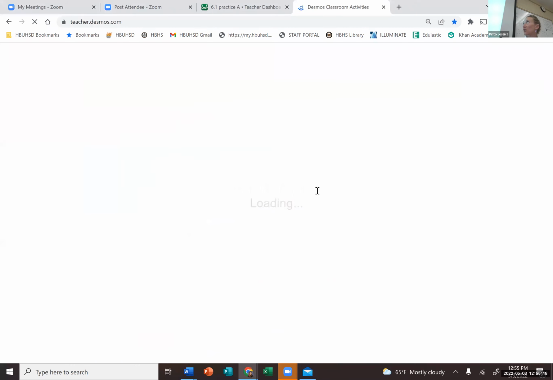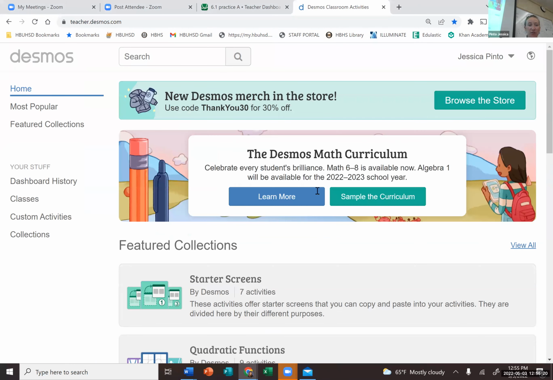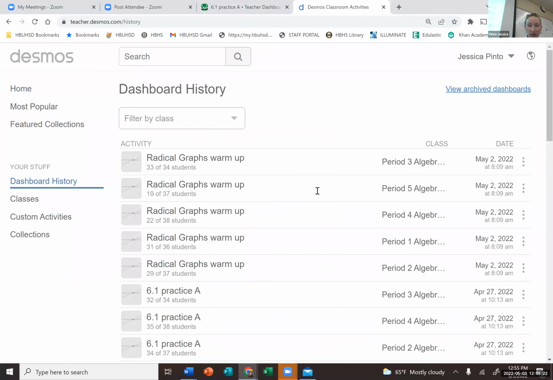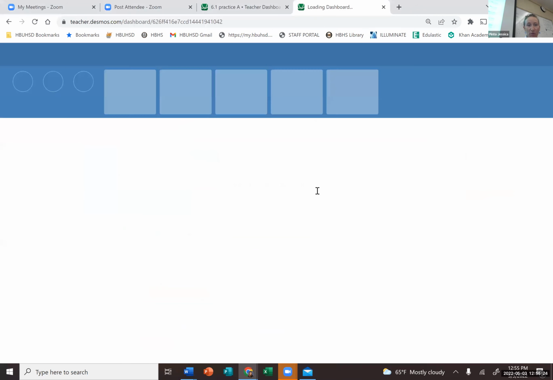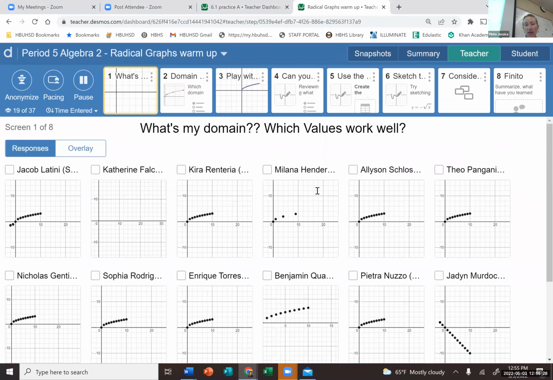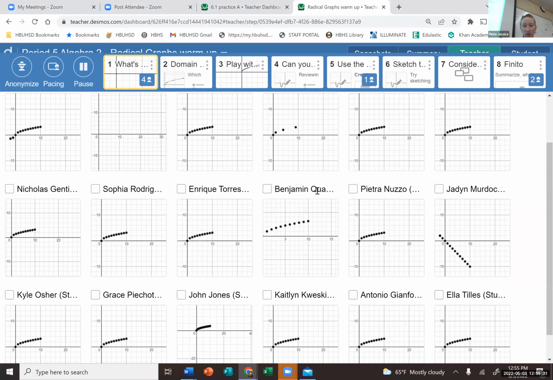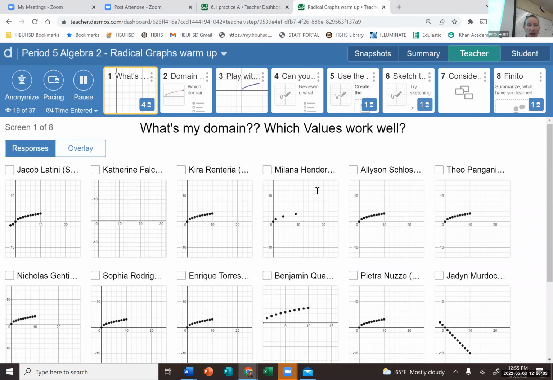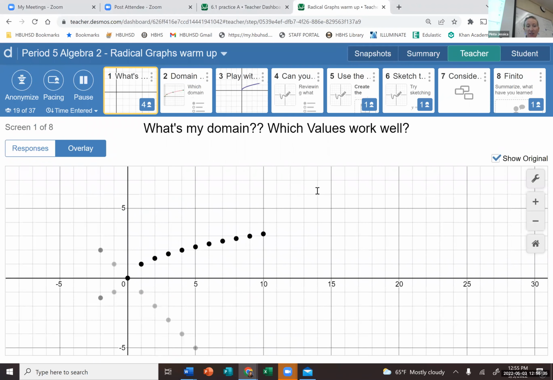So we're just looking this over from last night. This is your warm-up, dashboard history, period 5, radical graphs. When we looked here, you can see if you did it right, they look like the others. There should be no values on this negative side of the axis, which we're kind of seeing. These should not be here.